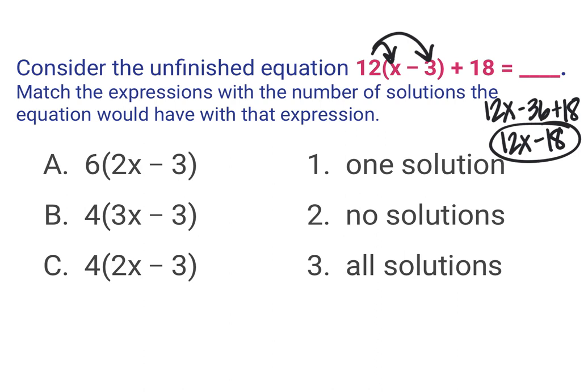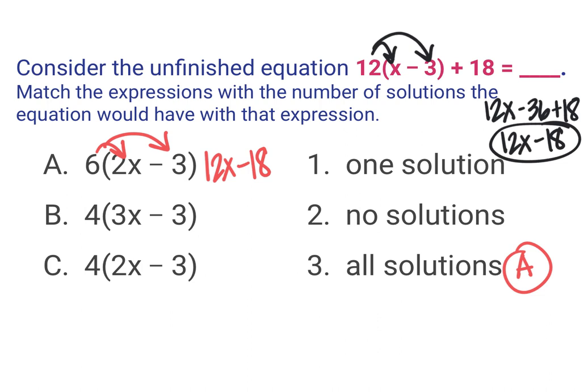If I did that with the left side, then let's see what we can do with the right side to make it easier to compare them. I'm going to look at the right side of my equation and start by distributing. For the first one, I'll have 12x minus 18. We notice right off the bat that this is the exact same expression that we had on the left side. So when we have the same expression on both sides of the equal sign, we know that this is an all solutions situation.